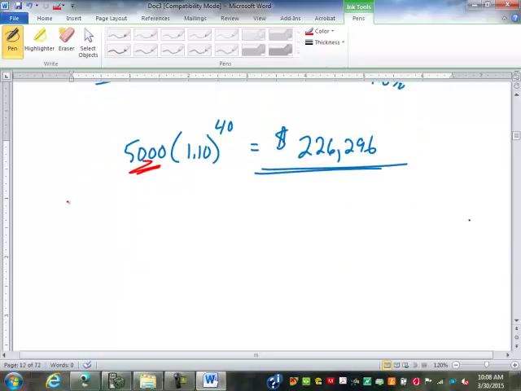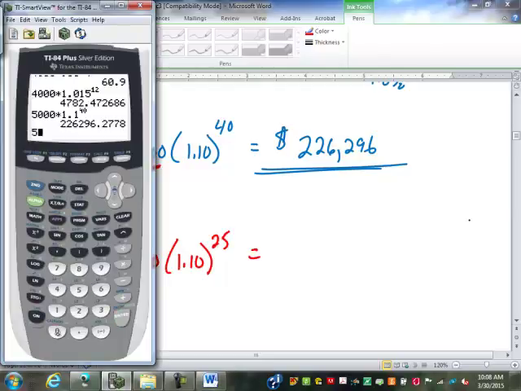Now let's say you screw up and you get to be my age. Now I'm 41, but let's say I'm 40 just to keep it simple. So that $5,000 is only going to be in there for 25 years. Anybody want to guess? It's going to be a lot less. I guess how much less? 54,000.